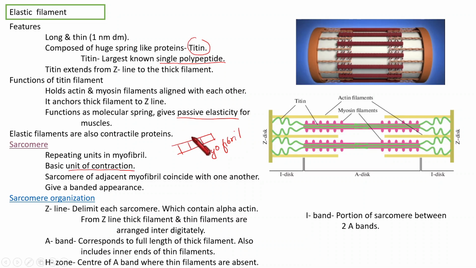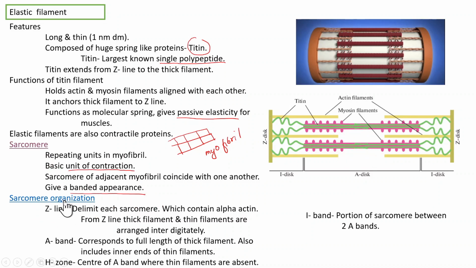Also, myofibrils are arranged parallel to each other to form the muscle fiber. As the myofibrils are arranged parallelly, the sarcomere in one myofibril coincides with the sarcomere in the other myofibril. That gives a banded appearance. Next we are going to see the detailed organization of the sarcomere. For that, just look at this picture.